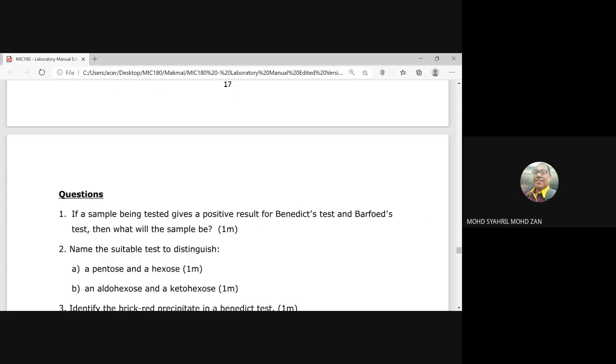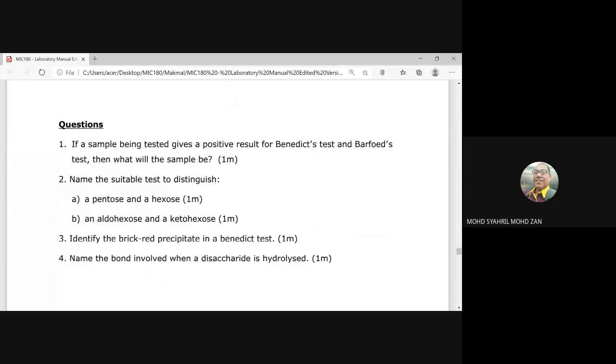Okay, and then you scroll down your manual, and then there's a question for you. So there will be marks for 4 questions. Okay, so post that question, you have to add it on your report juga. So what are the questions that you are going to answer? Number 1, if the sample being tested gives a positive result for Benedict test and Barfoed test, then what will the sample be?